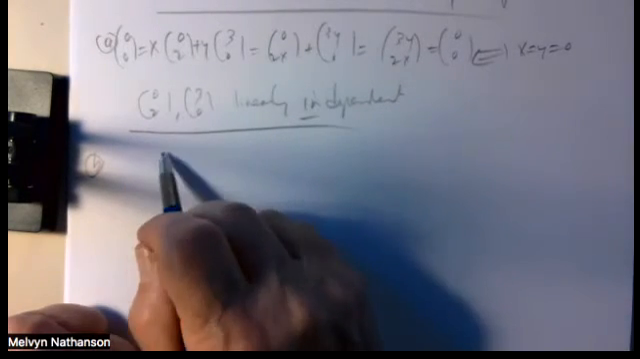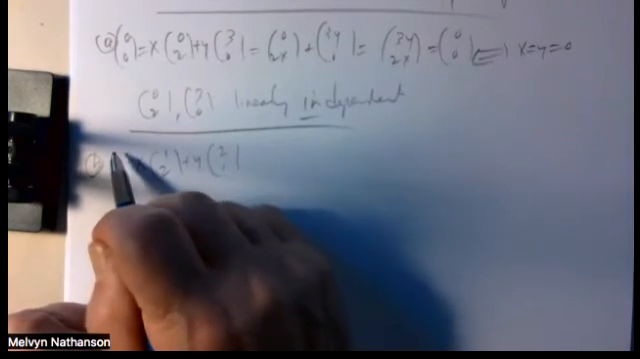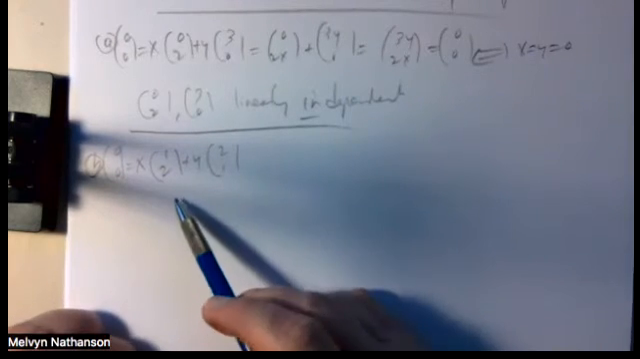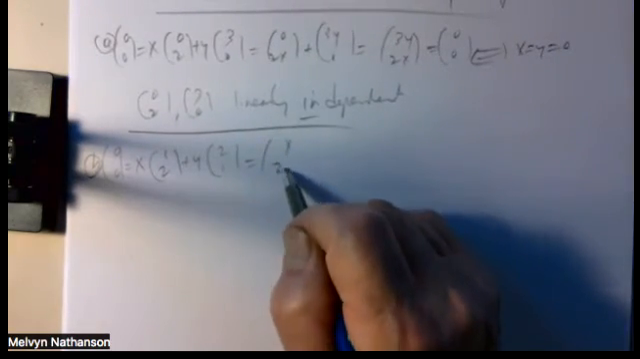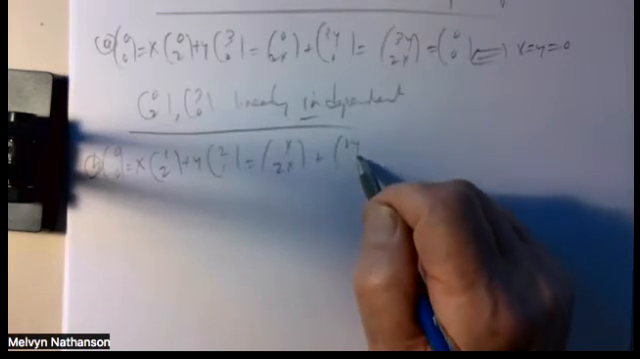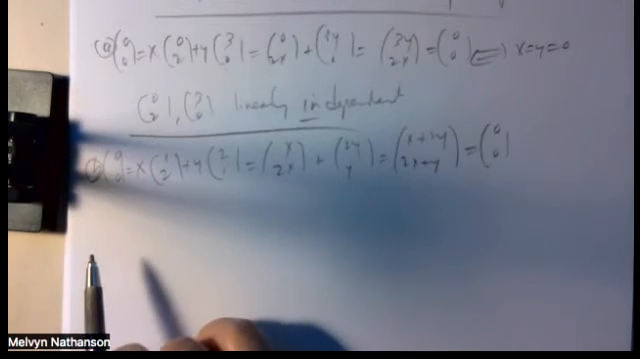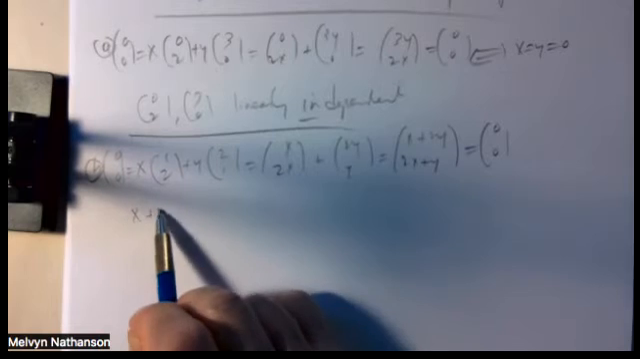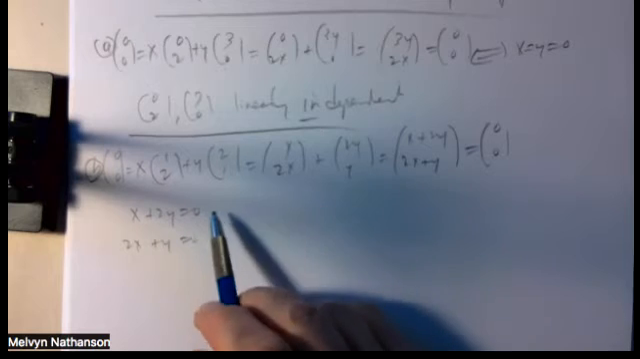Part B, we have the vectors (1, 2) and (2, 1). And we want to know, when does it happen that a linear combination of the vectors (1, 2) and (2, 1) gives 0? See, this is the vector (x, 2x). This is the vector (2y, y). So (x plus 2y, 2x plus y). When is that equal to 0? So we're solving two equations and two unknowns. x plus 2y equals 0, and 2x plus y equals 0.